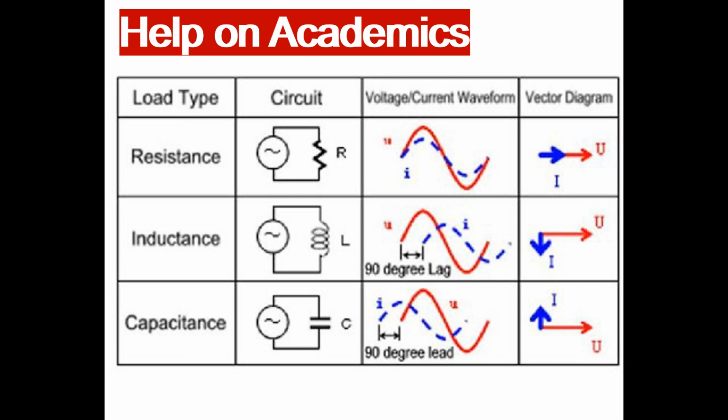Moving on, let's explore the inductive load. In circuits with inductive loads, such as motors or transformers, the situation is a bit more complex. Here, the current lags behind the voltage, creating a phase difference. This happens because an inductor resists changes in current due to the magnetic field it generates.